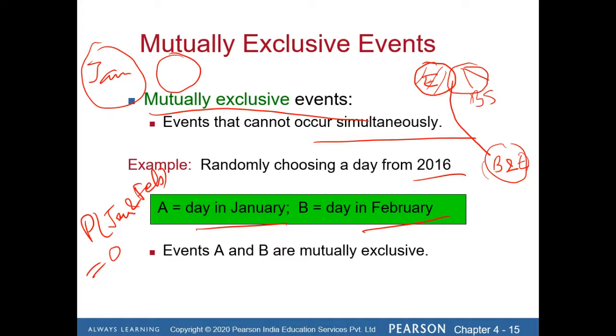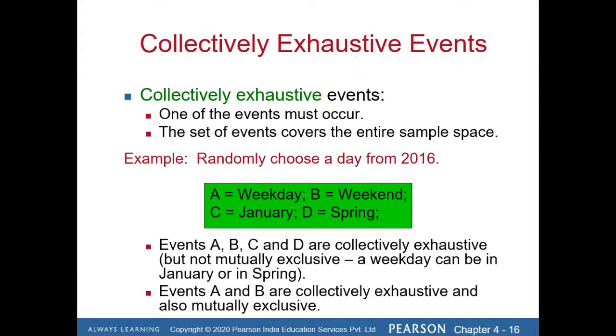For a mutually exclusive event, the method is different. For events where some are common, some common events are there in between the two events, then we can say collectively exhaustive events. So randomly choose a day from 2016, so the possibility is there.